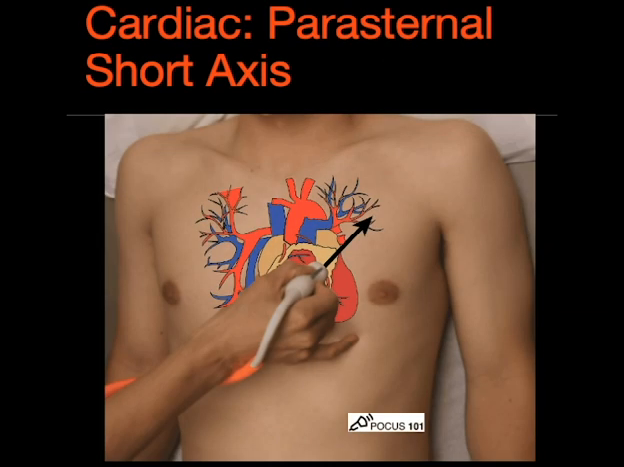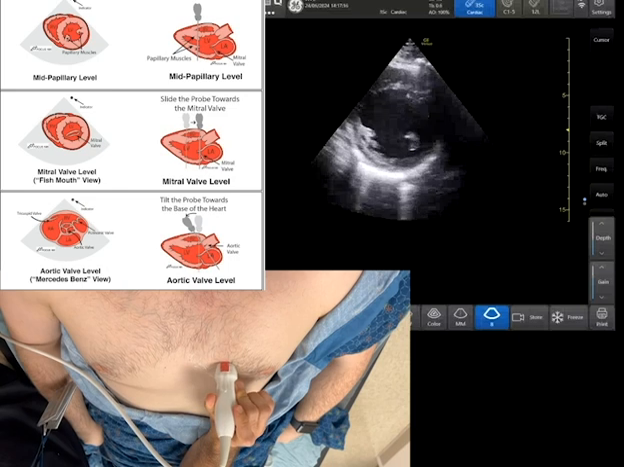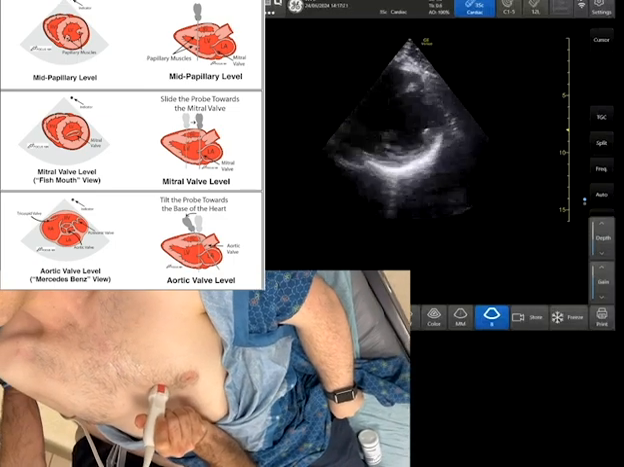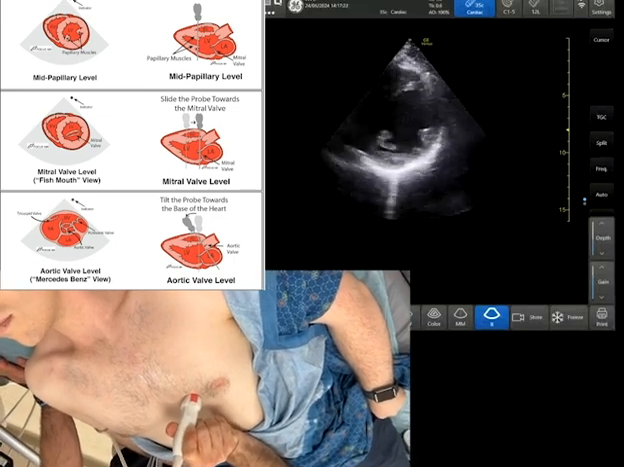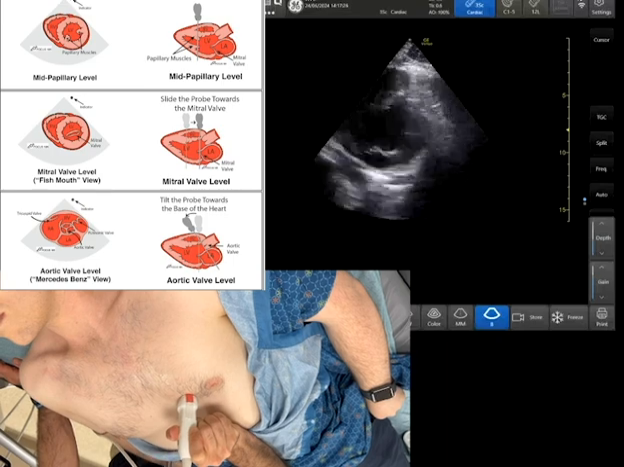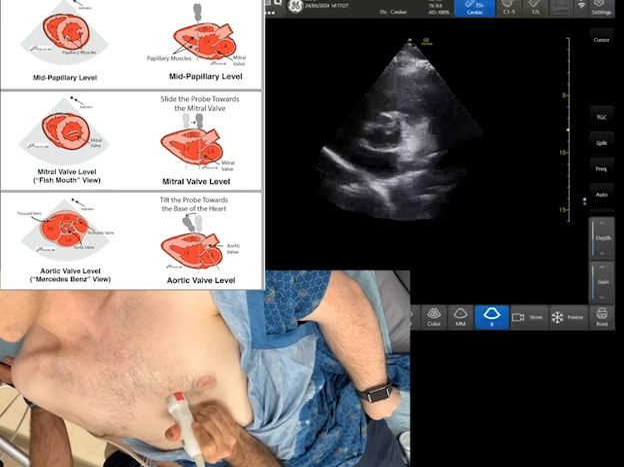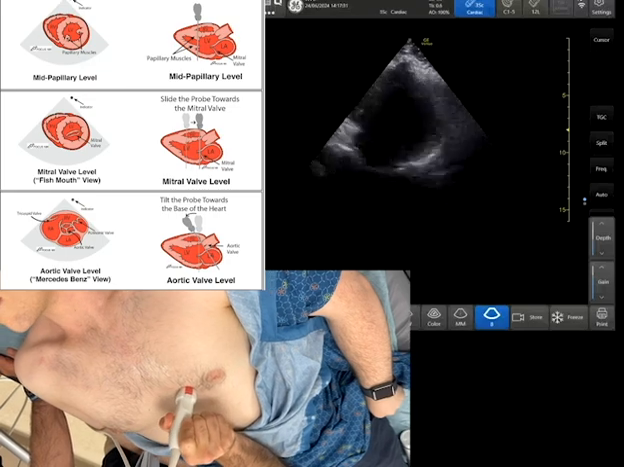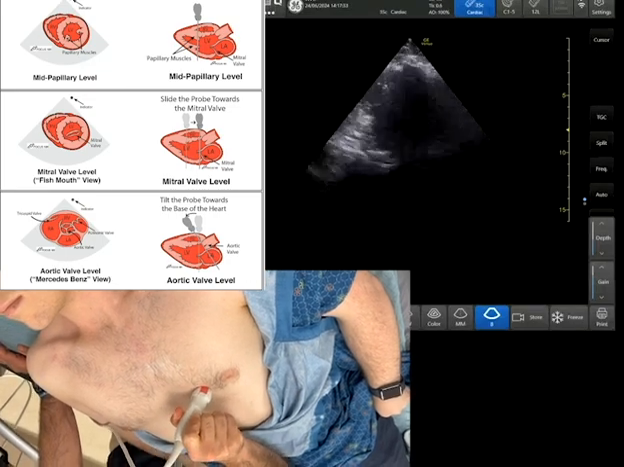To find the heart in parasternal short axis, you're first going to start in parasternal long axis. You're then going to rotate the indicator 90 degrees, so then it's now pointed at the patient's left shoulder. You can then fan through, starting at the mid-papillary level to the mitral valve level, also called the fish mouth, up to the aortic valve level, where you can see the characteristic Mercedes-Benz view.